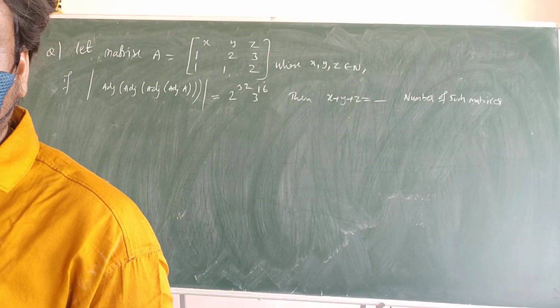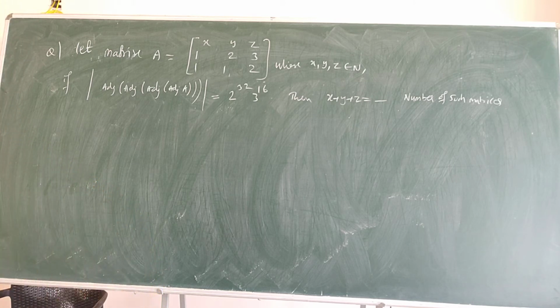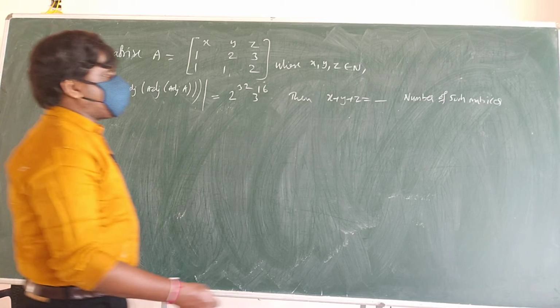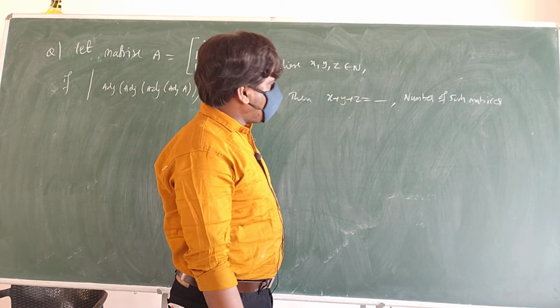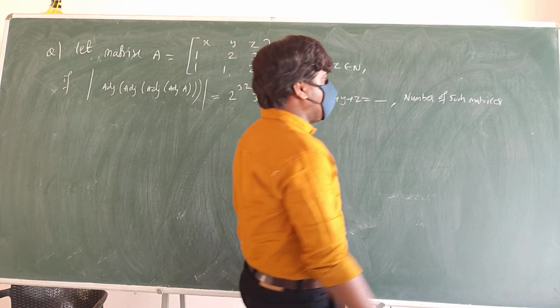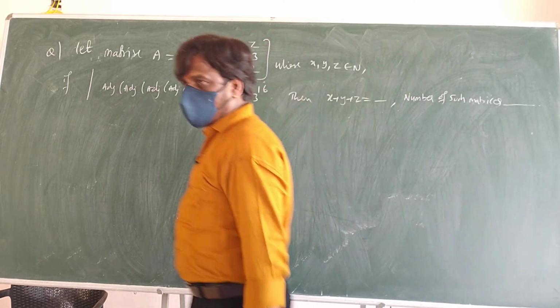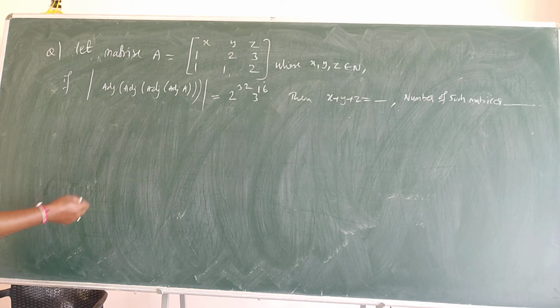Start now. This is the question, a JEE Advanced level question. Even Mains they can ask, Mains level also. Let a matrix A be x, y, z; 1, 2, 3; 1, 1, 2, where x, y, z belong to natural numbers. Determinant of adjoint of adjoint A is equal to 2 to the power 32 into 3 to the power 16, then x plus y plus z equals dash. Two types of questions can be created here: either they ask x plus y plus z equal to how much, or the number of such matrices possible. So I'll first tell you the first type.